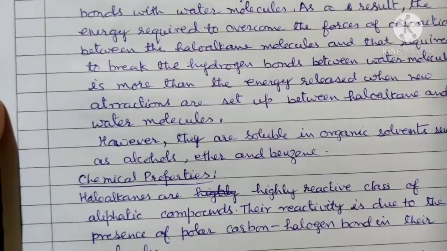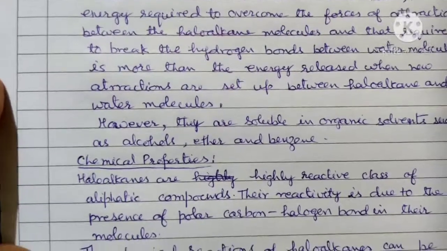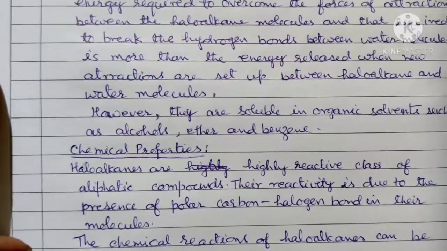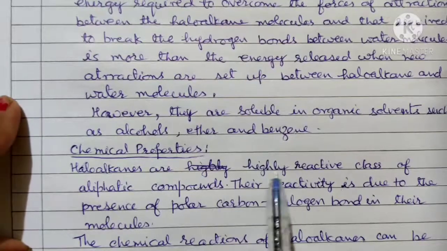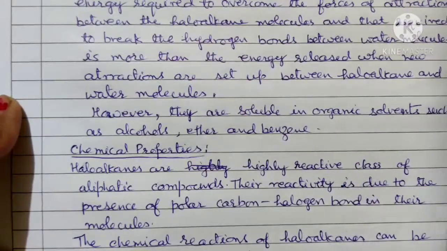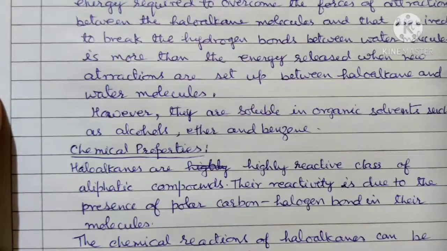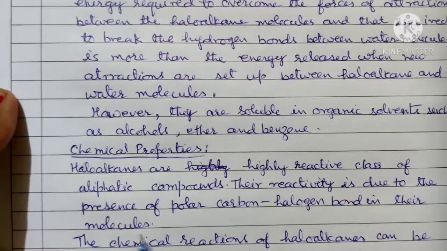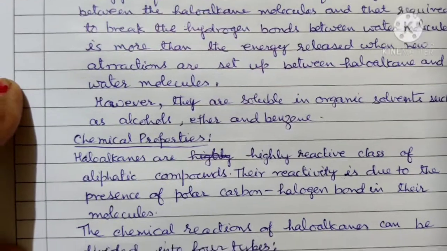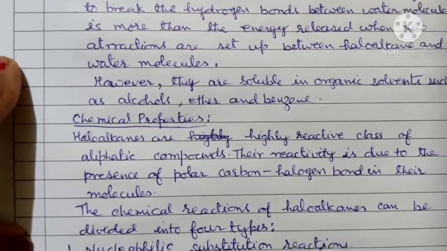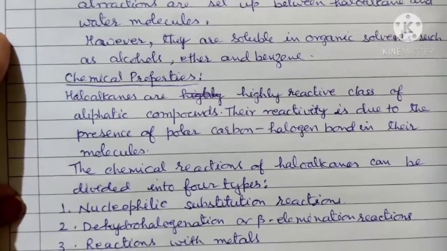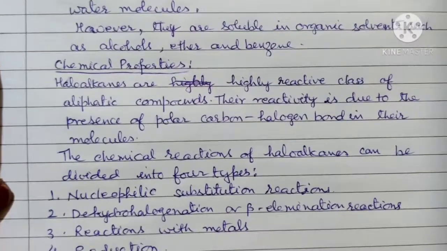Now we'll study the chemical properties. You know the haloalkanes are highly polar in nature, and due to the polarity, haloalkanes are a highly reactive class of aliphatic compounds. Aliphatic means open chain compound. Their reactivity is due to the presence of the polar carbon-halogen bond in their molecules. So this can be explained on the basis of the polarity of the C-X bond.